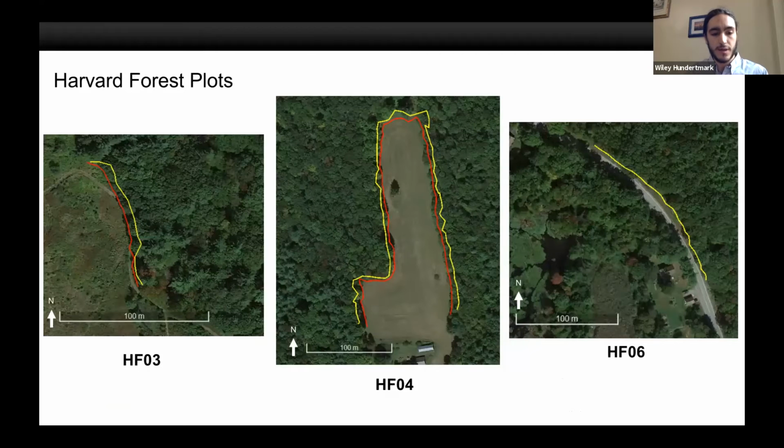So these are three plots at the Harvard Forest that we did research on. On the left here, HFO3, we can see this is a forest edge that borders on an old agricultural field that's starting to grow back. HFO4 here in the middle, we have forest edges surrounding a current agricultural field. And then HFO6 on the right, we have a road plot right here where the forest edge is bordering on this road. For the sake of this presentation, we can just look at one plot. We can look at HFO4 as a case study for some of the research that we did.